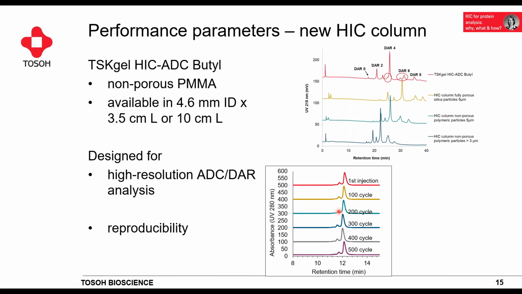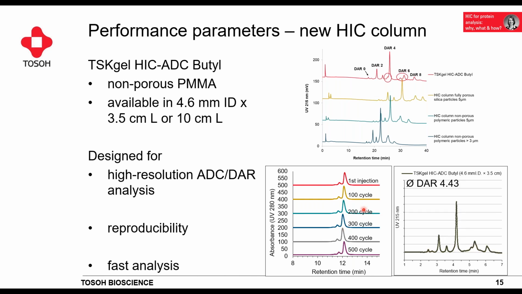On top of that, we also looked into how reproducible those analyses are. Here we injected an antibody 500 times, and we do see the very same peak shape over 500 cycles. And last but not least, due to the fact that this column can stand high pressures and high flow rates, we can really accelerate the analysis, for instance, of the drug antibody ratio.